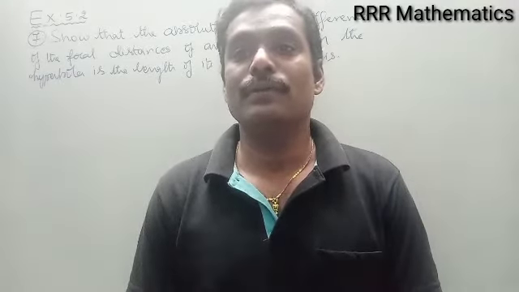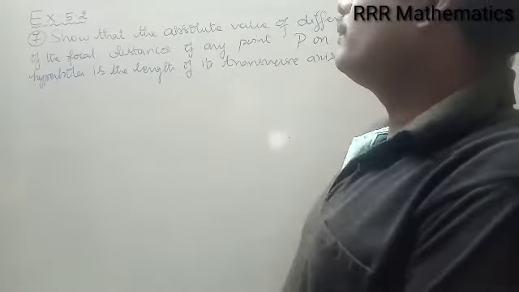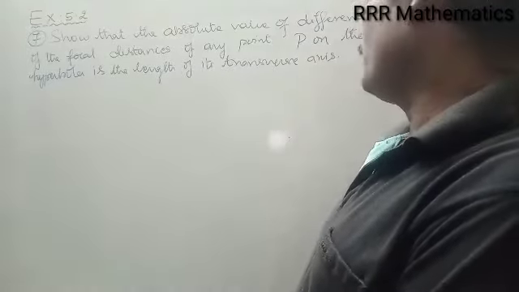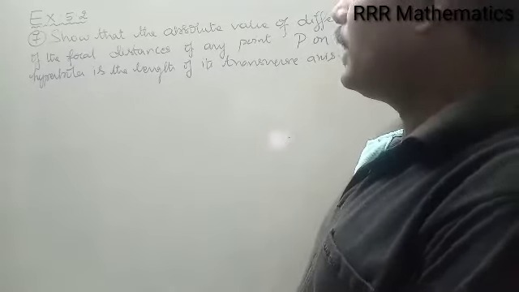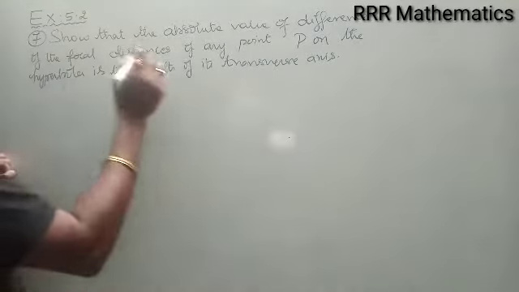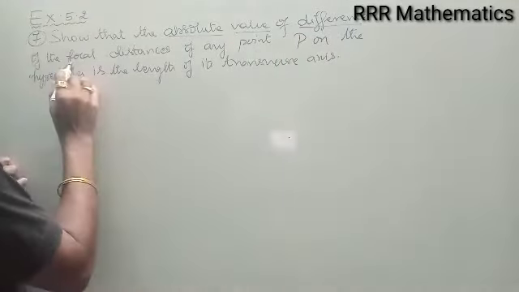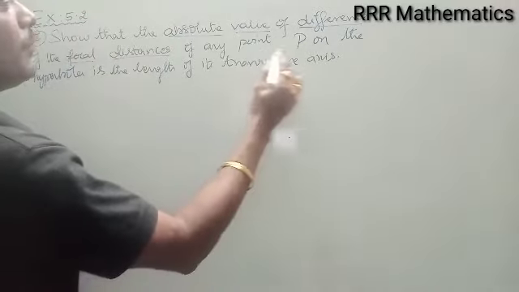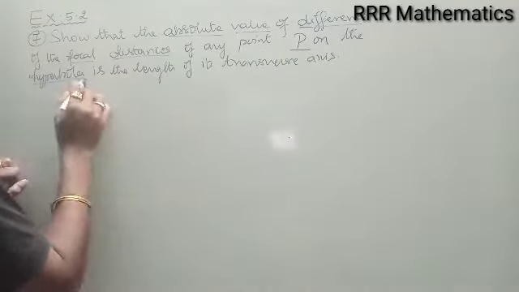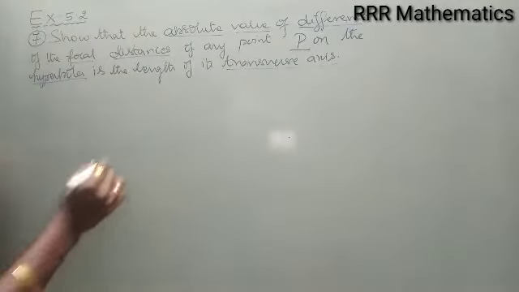Exercise 5.2, question number 7. Show that the absolute value of the difference of the focal distances of any point P on the hyperbola is the length of its transverse axis. See, you want to show that the absolute value of the difference of the focal distances of any point P on the hyperbola is the length of its transverse axis.